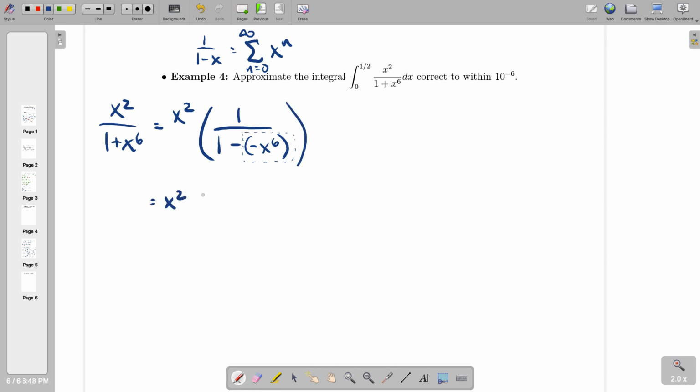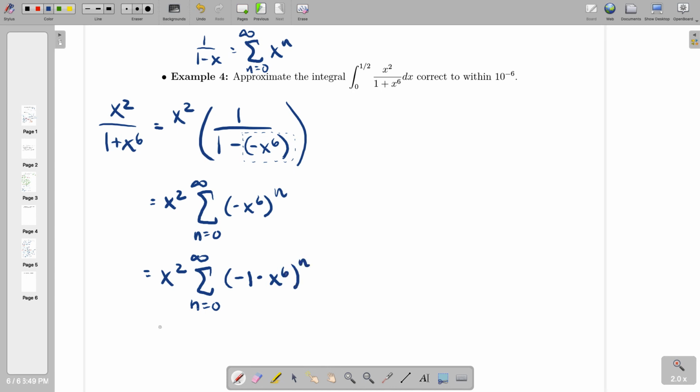So I'll have x squared times the sum from n equals 0 to infinity of negative x to the 6th raised to the nth power. Now, when we do something like this, and we have a negative in there, remember that you can always rewrite it as negative 1 times x to the 6th to the nth power, which then could be rewritten as negative 1 to the n times x to the 6n.